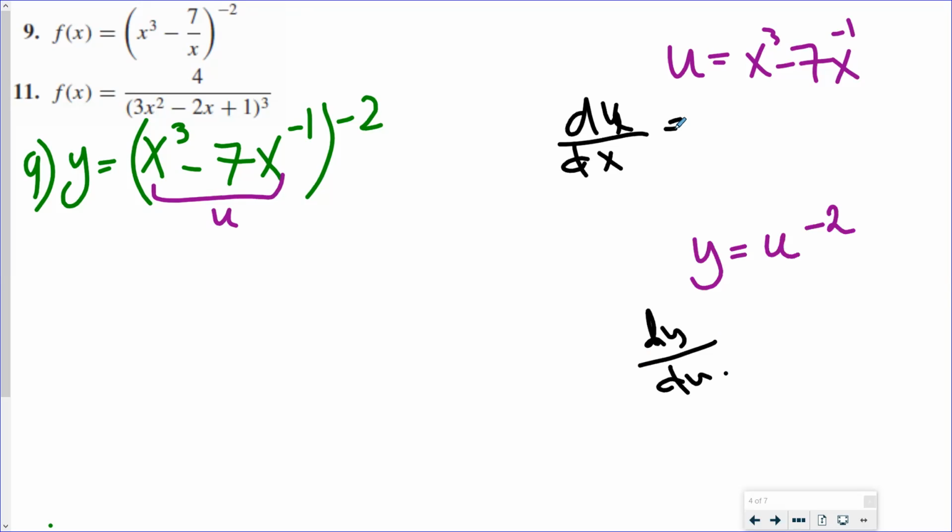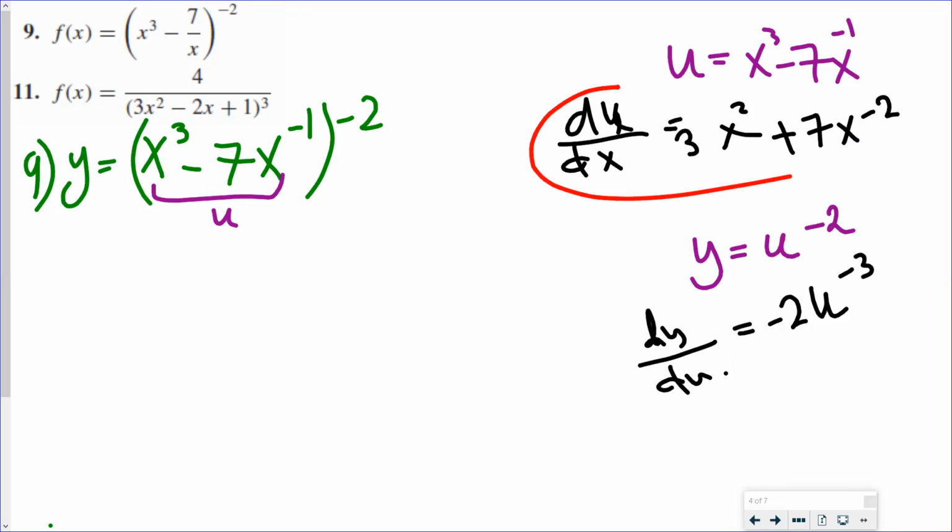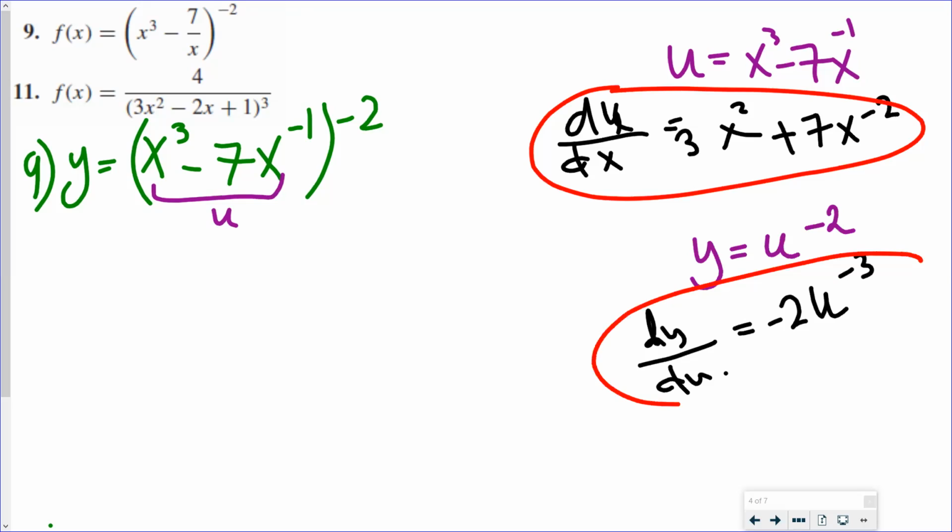Now du over dx, I will differentiate this function, which will be 3x squared plus 7x raised to the power negative 2. And I will differentiate dy with respect to u, which is negative 2u raised to the power negative 3. So by now, we found du over dx and dy over du. I can come back now to use my chain rule.